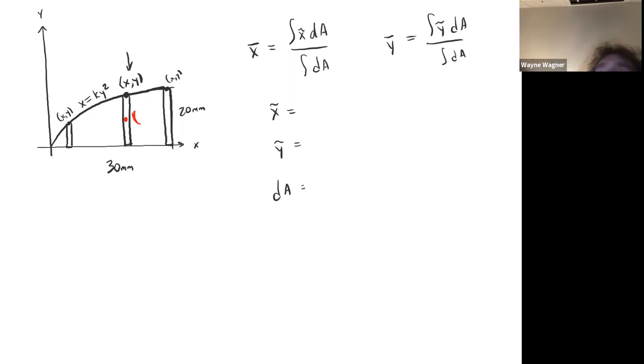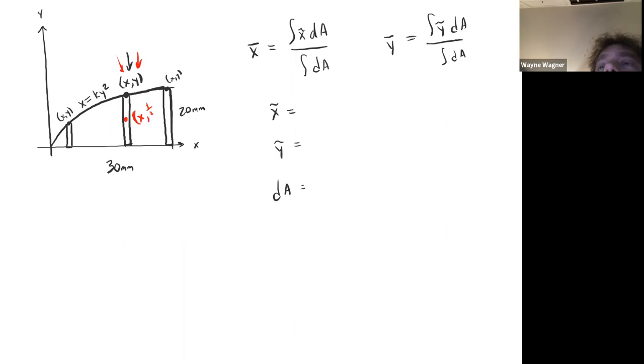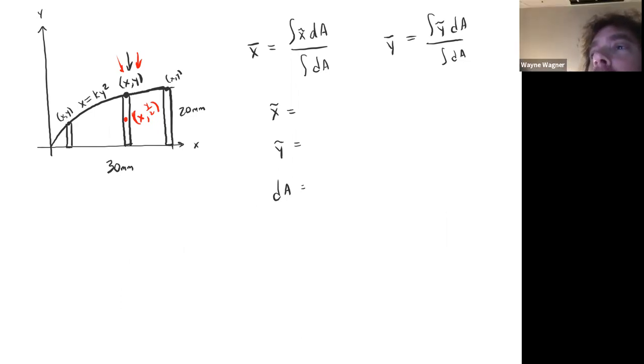Can you see that no matter what? If this is X comma Y right here, then this has the same X coordinate, but the Y, it's halfway down. Does that make sense, Hannah? Yeah. Okay, so over here, the X tilde is going to be X. The Y tilde is going to be Y over 2.